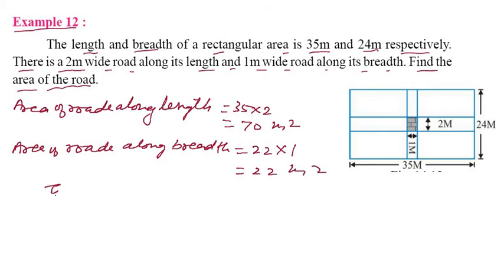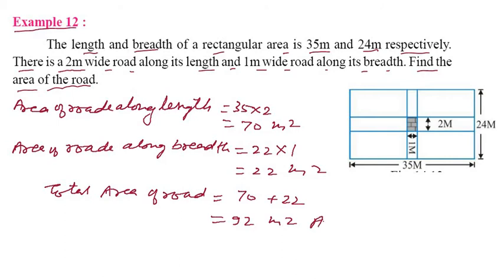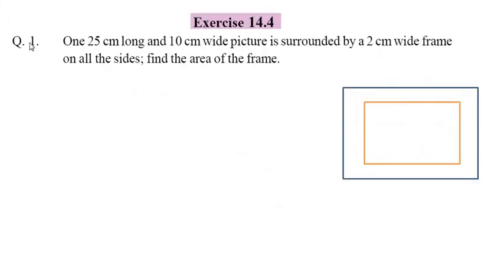So total area of road is equal to 70 plus 22, that is 92 meter square, and that one is your answer.